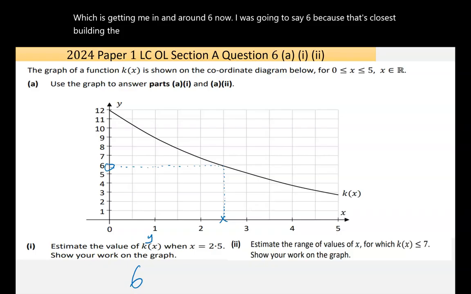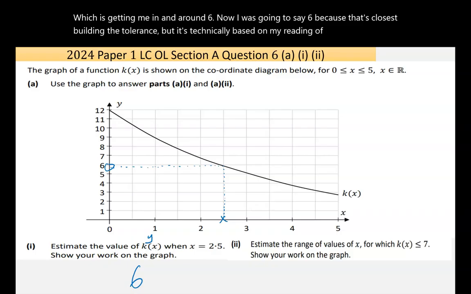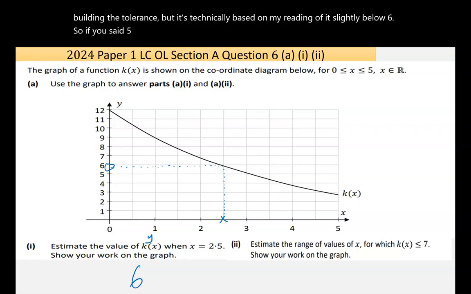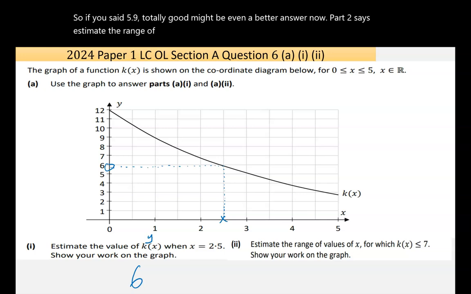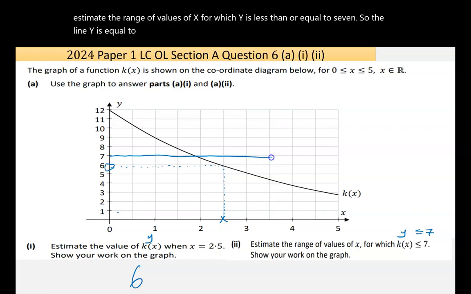Now it's going to say 6 because that's closest, within the tolerance. But it's technically, based on my reading of it, slightly below 6. So if you said 5.9, totally good. Might be even a better answer. Now part 2 says estimate the range of values of x for which y is less than or equal to 7. So the line y is equal to 7 is this line here.